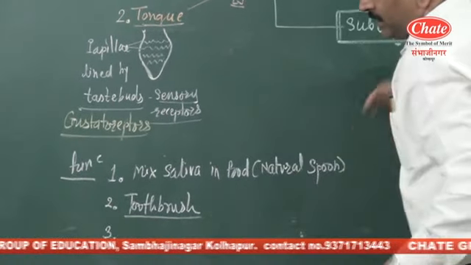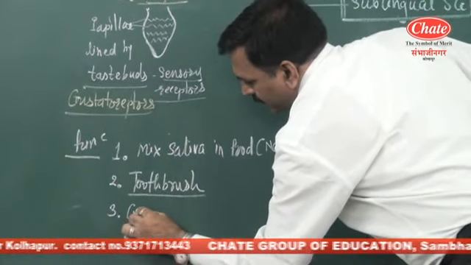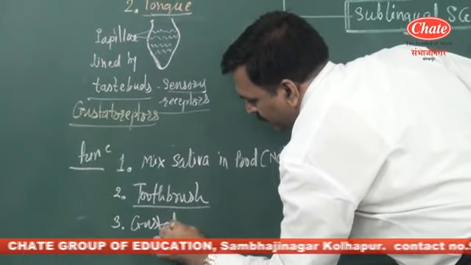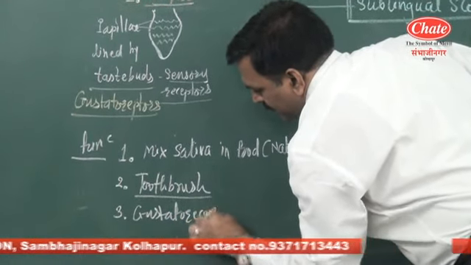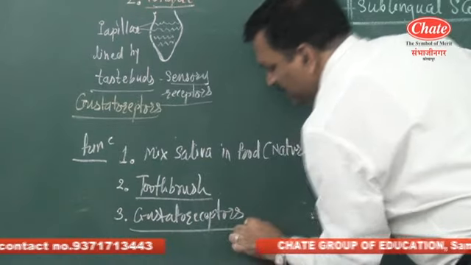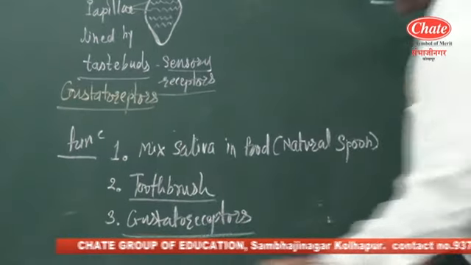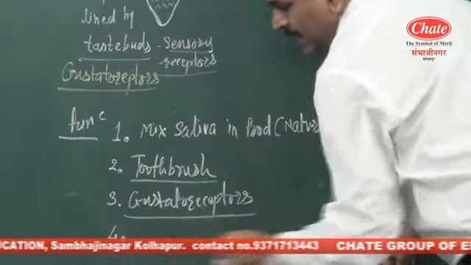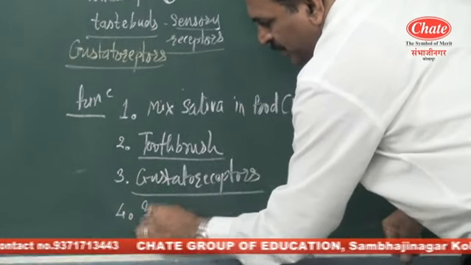Third, the tongue acts as a gustatoreceptor, means it detects the chemical nature of substances. Fourth, it is involved in speech.